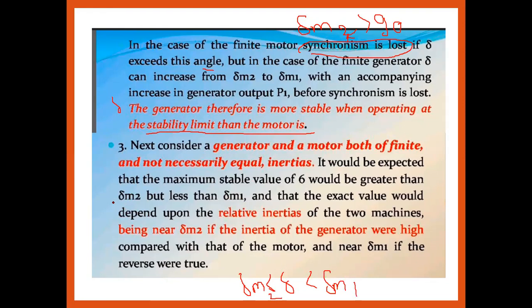m1. The exact value would depend upon the relative inertia of the two machines. It begins near delta m2 if the inertia of the generator is high compared to the motor; near m1 if the reverse is true. So this is the load angle range for which we get stability, if the inertia of the motor is finite and not equal.